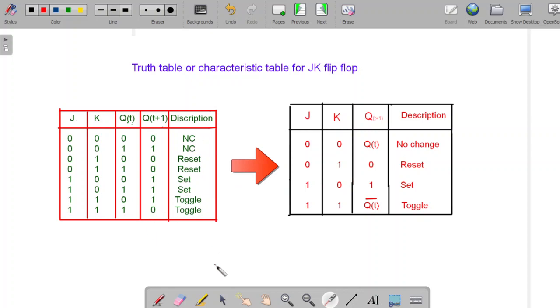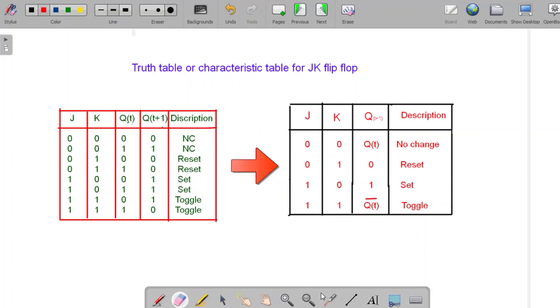Okay, now we go for the next two combinations, that is J and K are 1 1. When you have that input combination, if Q(t) is equal to 0, Q(t+1) is equal to 1. When Q(t) is equal to 1, Q(t+1) is equal to 0. So if you refer to these two, they are complements. So 0 means Q(t+1) becomes 1, 1 means Q(t+1) becomes 0. So it is complemented. That's why we have taken this as Q(t) bar. That is called toggle. This is how we have got this particular characteristics table. This is derived from this table only.